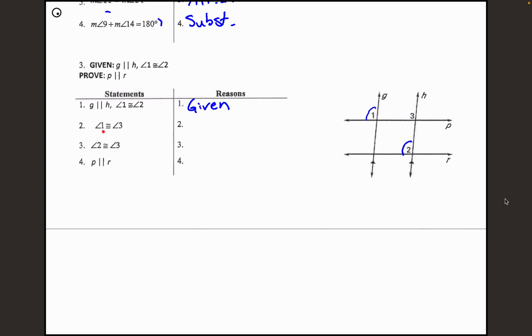How do I know angle 1 is congruent to angle 3? What kind of angles are those? Angles 1 and 3. Not horizontal. What was one of the angles we talked about earlier? Corresponding. These are corresponding.